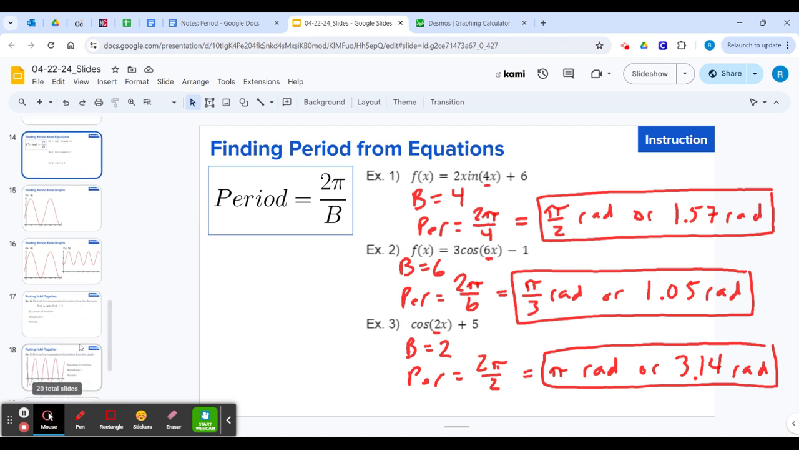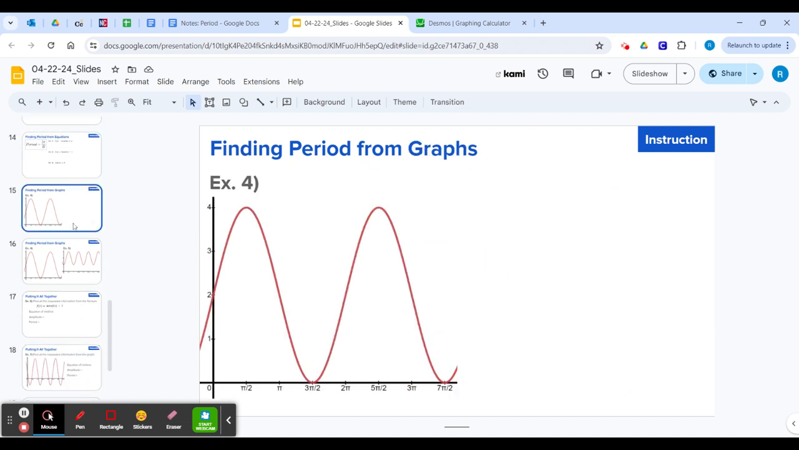So we can also determine this stuff from the graphs. In example 4, notice there's no equation here, just a graph. We are trying to find the period. There's a couple ways to go about doing this. We can measure that peak-to-peak distance if we wanted to. So you'll notice that, hey, we have peaks right here.